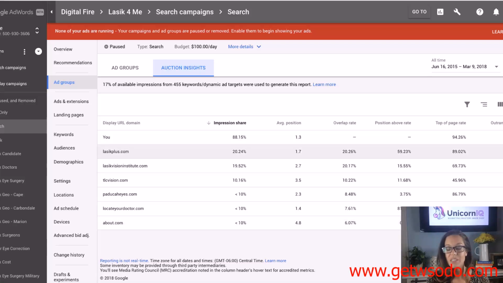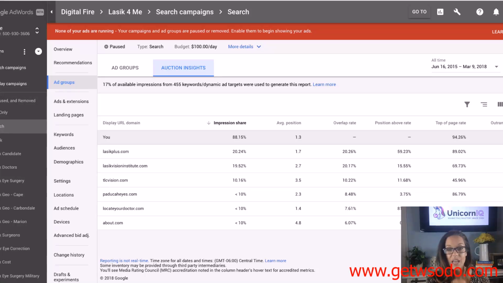But I'll run through what data you're seeing here. The first column is called impression share, and this tells you what percentage of all the impressions out there, so for all the search volume on the keywords you're running, how much of it you are showing for. It's then comparing you to your competitors. In this case, this advertiser has pretty good impression share, 88%. That means 88% of the time the ads in these campaigns are actually showing.